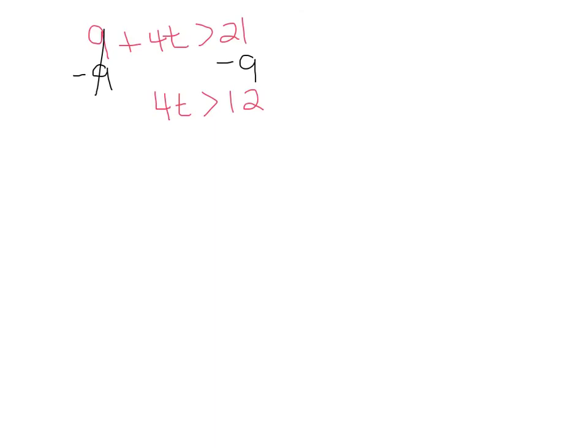Now, how is 4 connected to t? That means 4 times t. The inverse of multiplication is division, so I'm going to divide by 4, divide by 4. I divided by a positive number, so I don't need to worry about changing the direction. So it's t is greater than 3. Alright, let's look at another one.